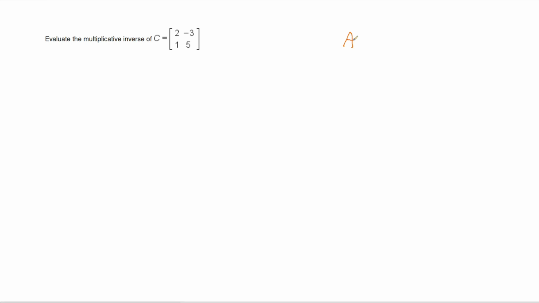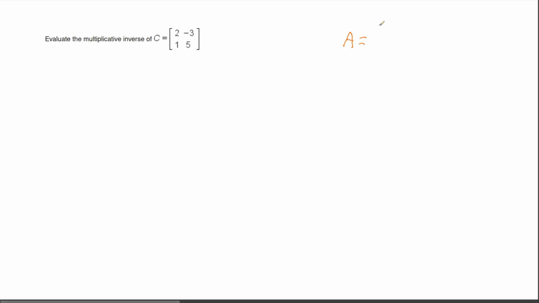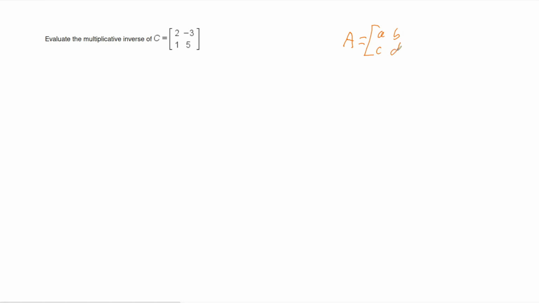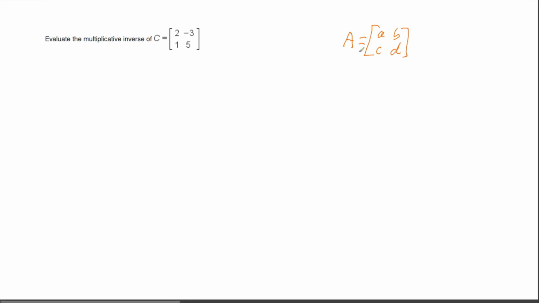Hi, in this video, I'm looking at evaluating the multiplicative inverse of this matrix C, which is 2, negative 3, 1, 5. Now, before we look at doing that, let's have a look at how we calculate the inverse of the generic matrix. Let's call it A, with values a, b, c, and d.